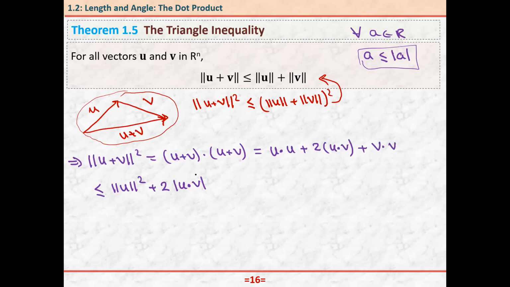So I just change these brackets into absolute value, so this will be less than or equal to this thing. Plus, how about V dot V? By the definition, that's just equal to the norm of V squared.